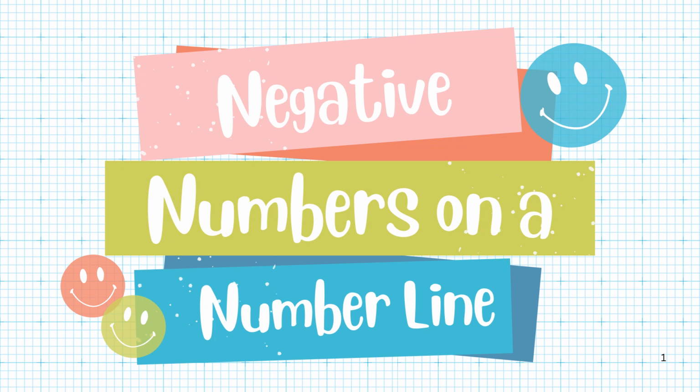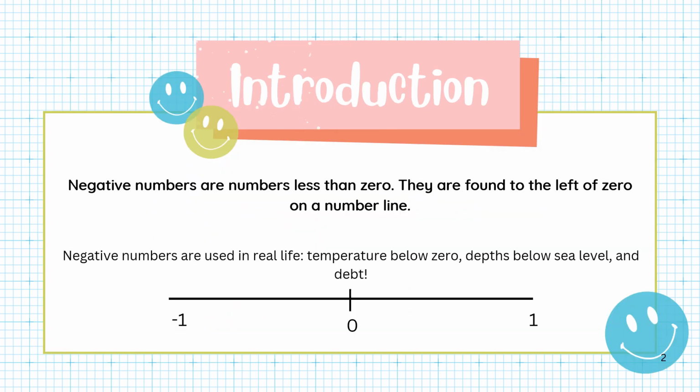Today we're learning about negative numbers. These are numbers that live on the left side of zero. Let's go explore the number line together. Negative numbers are numbers smaller than zero.